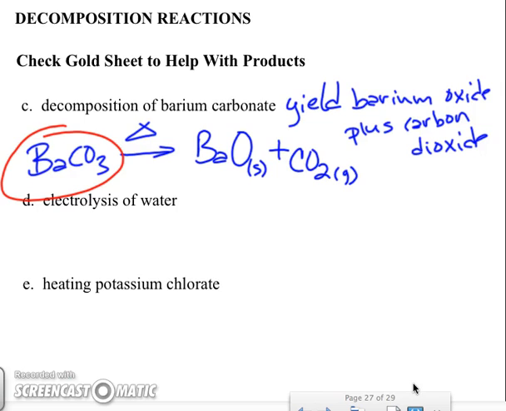Let's move on to example problem D, electrolysis of water. This is a little bit different. The word electrolysis means that electricity is the energy that is added. We won't add a heat sign over the arrow. We will add electricity.